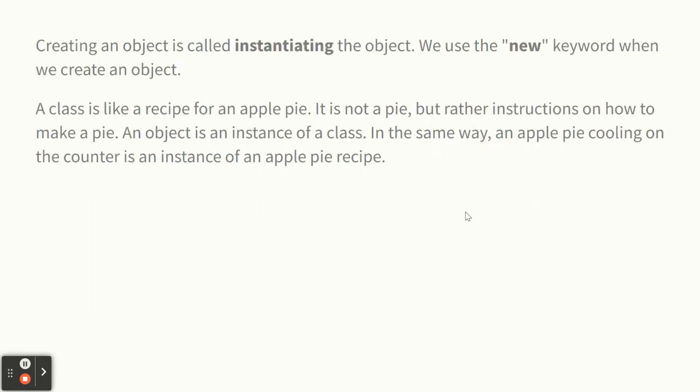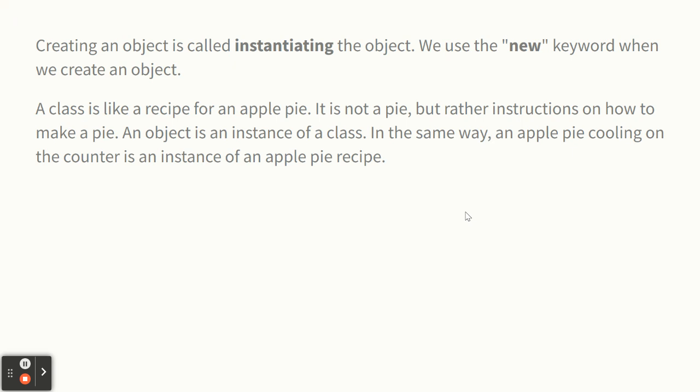Let's look at a couple more keywords or definitions. When you create an object, we call that instantiating an object. And we always use the new keyword when we're creating an object. So you'll see that in just a minute. You'll see how to do that.